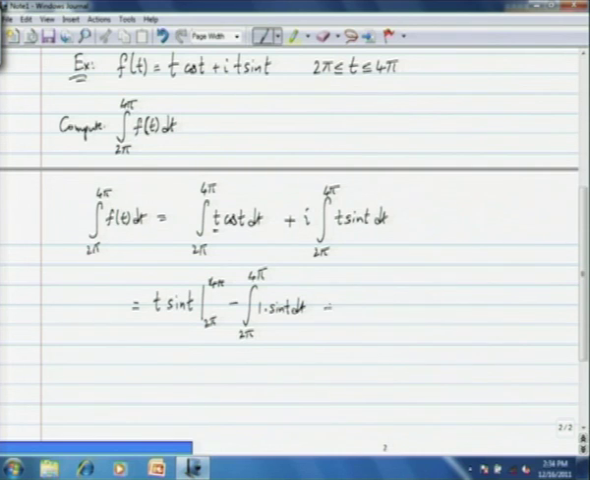That is for the real part, plus i times the imaginary part. The integration of the imaginary part is once again by using integration by parts. So, the integration of t sine t is t times negative cosine t, which is the integral of sine t. So, you have minus t cosine t between the limits 2 pi and 4 pi, minus the integration of the differentiation of t, which is 1, and the integration of sine t, which is minus cosine t, dt between 2 pi and 4 pi. So, the integral from 2 pi to 4 pi.